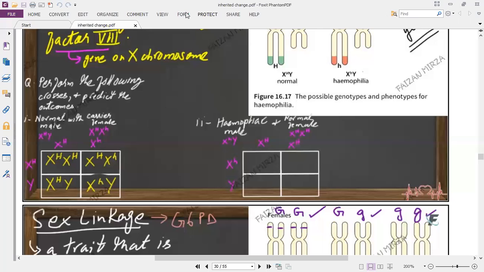So if you cross a normal male with a carrier female, the normal male will have X capital H and Y, and the carrier female will have X capital H and X small h. If you cross them together, there will be chances of a normal daughter, a carrier daughter, a normal son and a hemophilic son. The hemophilic son receives the small h allele from his mother and not from his father. If you cross a hemophilic male and a normal female in another cross, you can just perform this cross for your own practice.